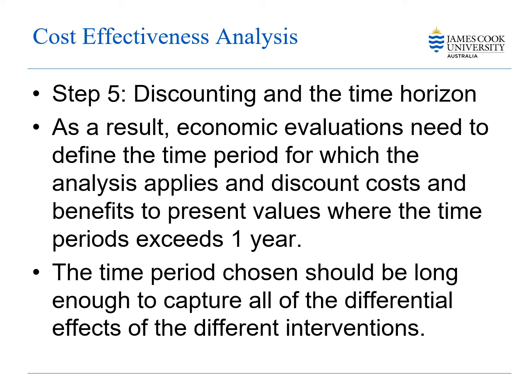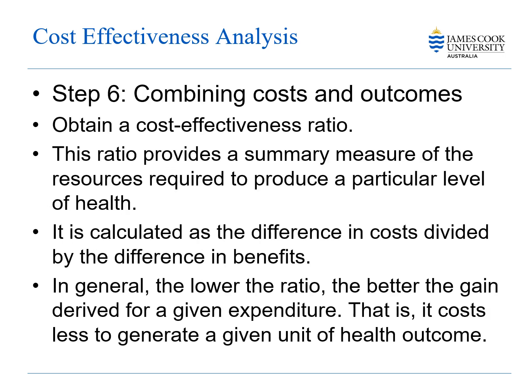Step 5. Usually the project we are going to assess lasts more than 1 year. So in such cases, we need to discount, choose an appropriate discount rate, and make sure that the time horizon, or the total number of years for this project, is defined appropriately. Then we can combine costs and outcomes to produce a cost effectiveness ratio.